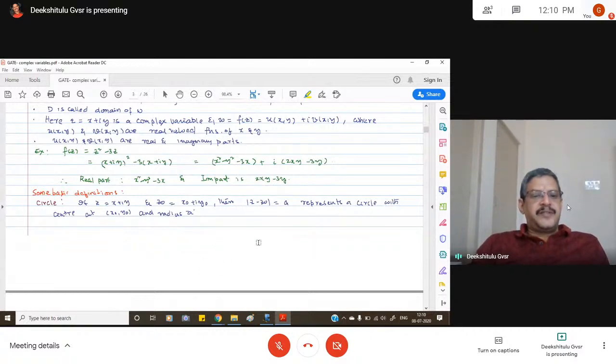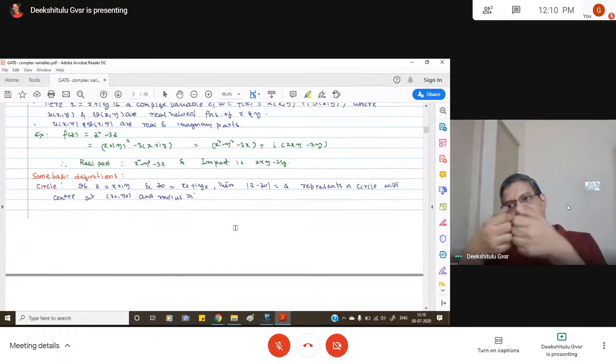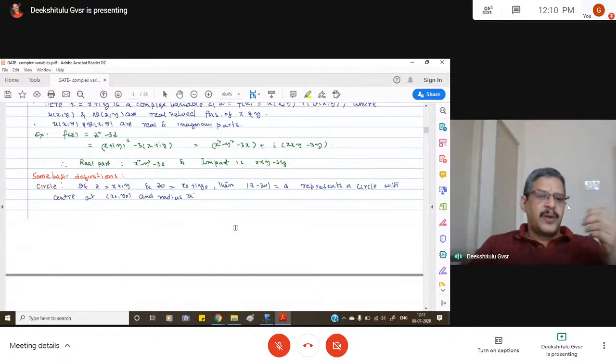So some basic definitions are required for complex calculus, complex differentiation and integration. In real number systems, we have studied intervals. What is a neighborhood? It means a minus epsilon, a plus epsilon. If you take a point a and extend it slightly on both sides like this, a minus epsilon, a plus epsilon, we call it a neighborhood.